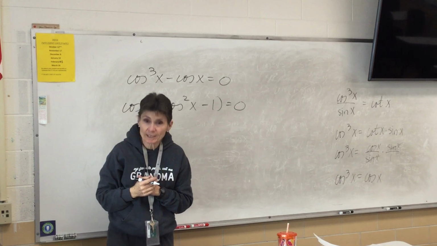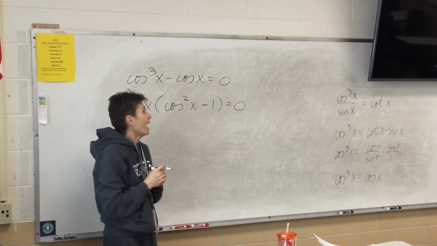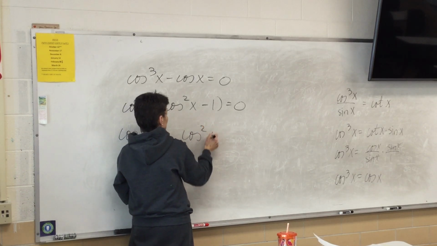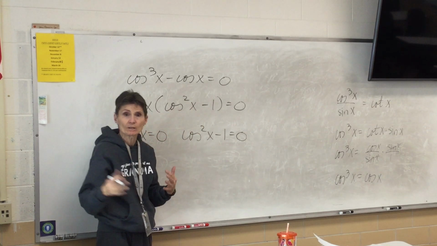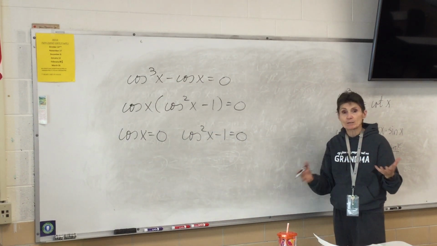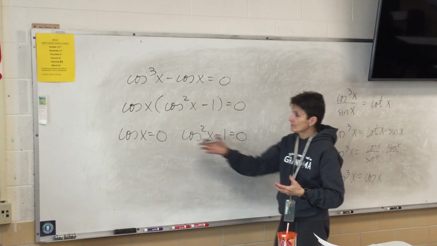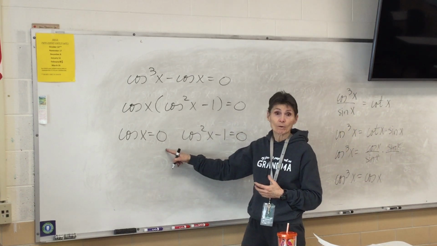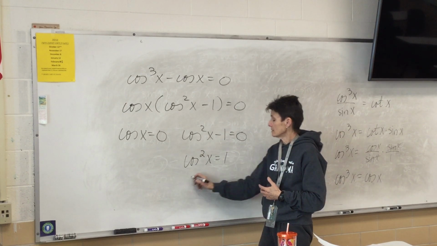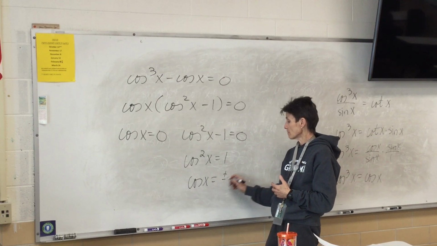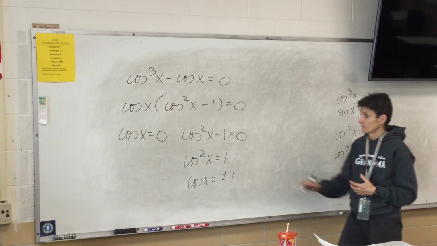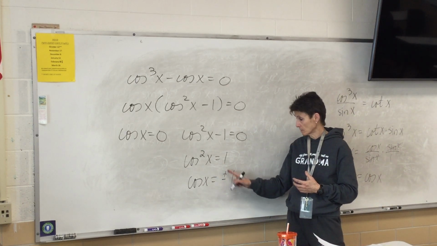And since my equation is set equal to 0, I can actually set each of these equal to 0. Just like I do in a regular Algebra 1 equation. I factor, set each factor equal to 0. So either the cosine is 0, I'm going to figure out where that happens, or the cosine is plus or minus 1. Take the square root of both sides, plus or minus.